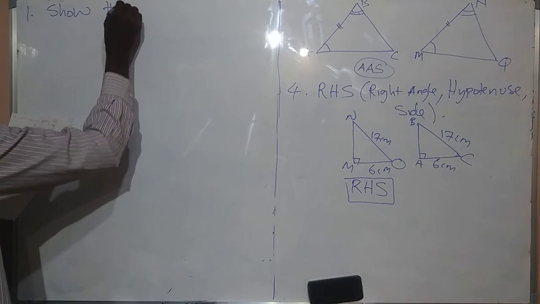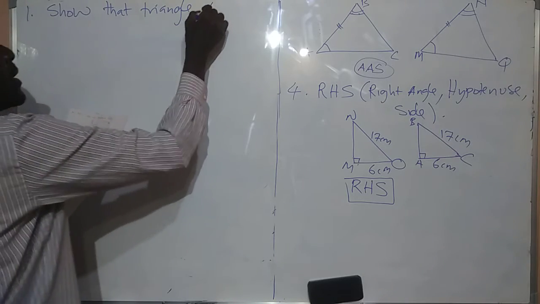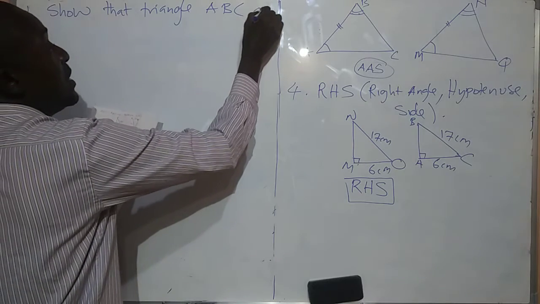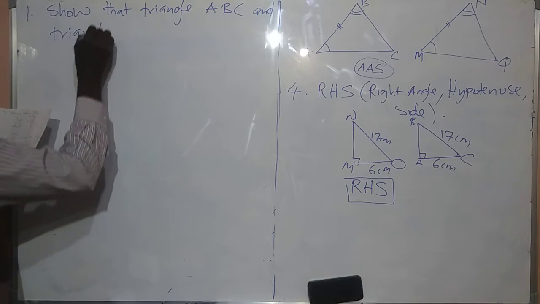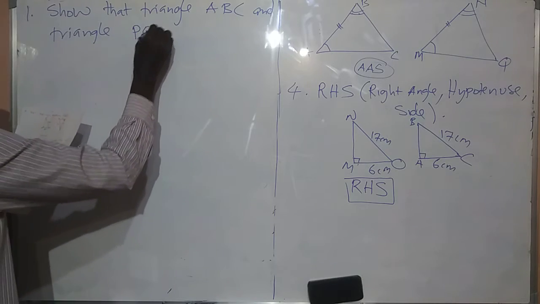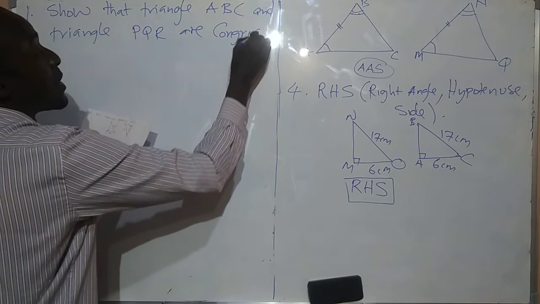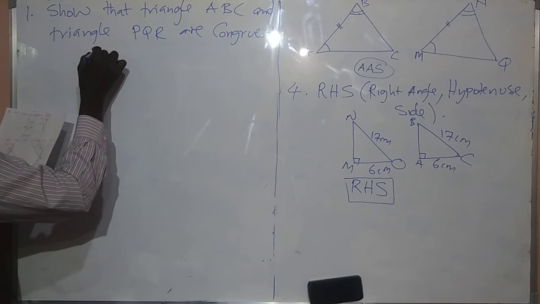Number 1 here. We are saying show that triangle ABC and triangle PQR are congruent. So you show that the two are congruent. Okay, here.